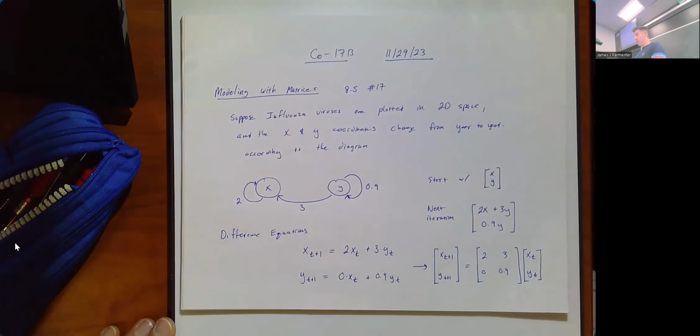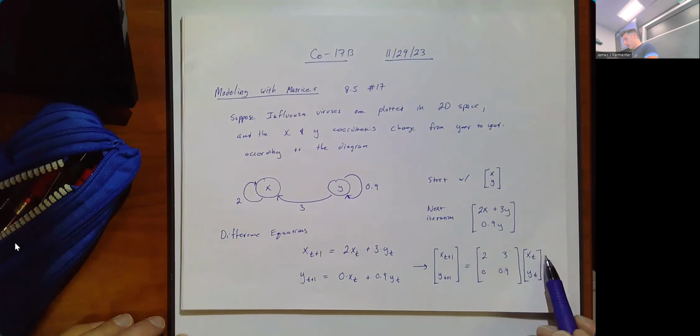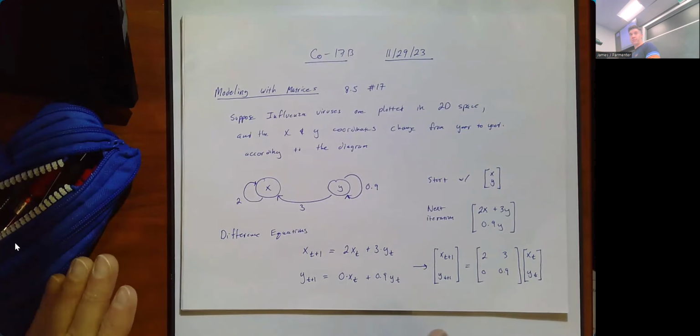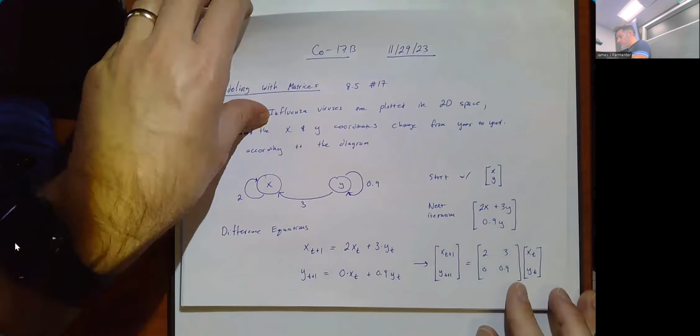Check it out, right? If I do the multiplication here, row 1 dotted with column 1 is 2 times X sub T plus 3 times Y sub T. And row 2 dotted with column 1 is 0 times X sub T plus 0.9 times Y sub T, which is exactly what we have over here. So these are the same. You should spend some time practicing making sure you're comfortable with matrix multiplication, because your teachers are going to assume you know how to do it rapidly. So, in fact, that's all we're going to do with that problem.